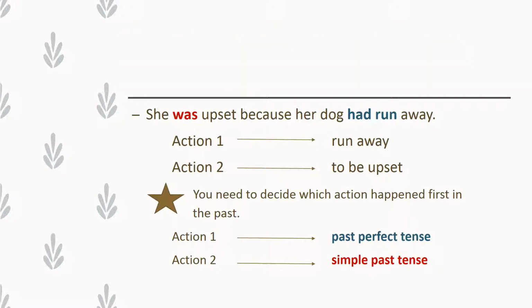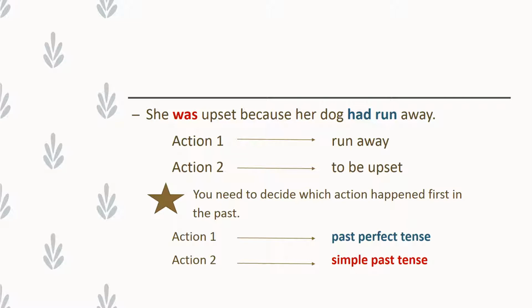She was upset because her dog had run away. In this sentence, as you can see, there are two actions. I marked them as red and blue. The first action is run away. The second action is to be upset.